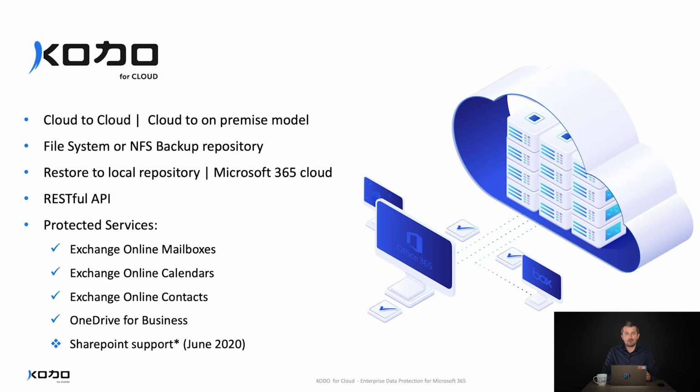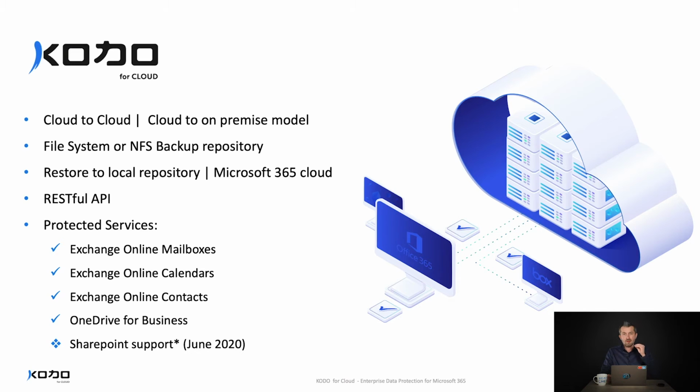So let's talk about KODO for Cloud. We have two options, cloud to cloud or cloud to on-prem. In most cases, we advise taking your data from the cloud to an on-premise installation. Why? Because you need to have your own packages of your data fully secured and be fully independent from the cloud itself. Next, we propose storing the data on a file system or NFS backup repositories. This is the easiest way to implement and achieve the backup and recovery goals here.